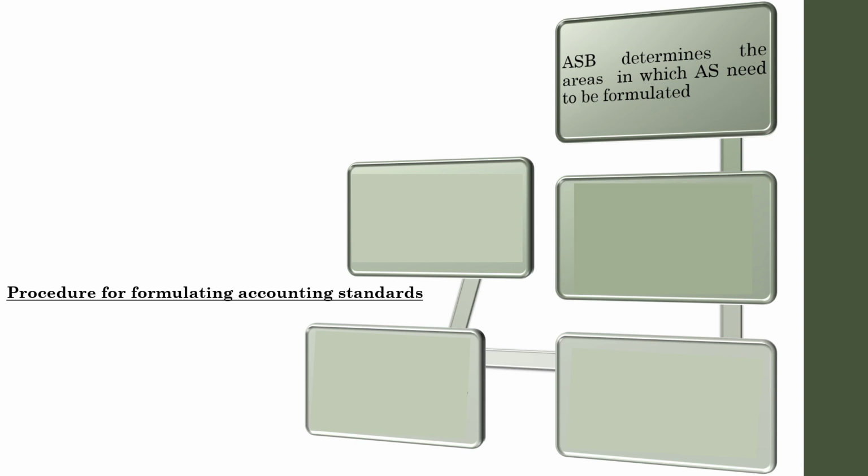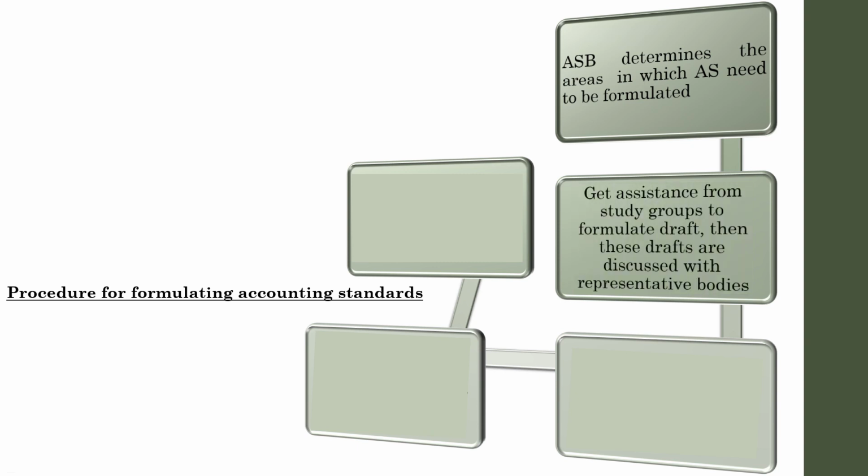So first of all, the accounting standards board identifies in which area a standard is required. For example, IAS 41 relates to agriculture. There are different standards, and each standard is concentrated on a different area. So the first step is to identify where a standard is needed.